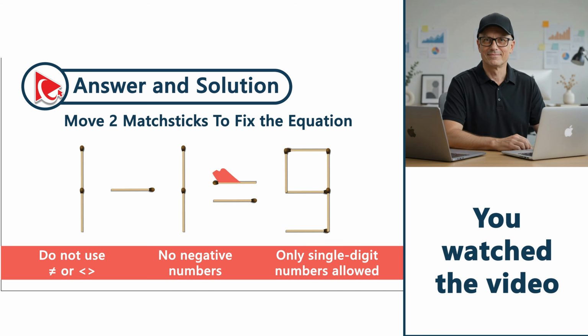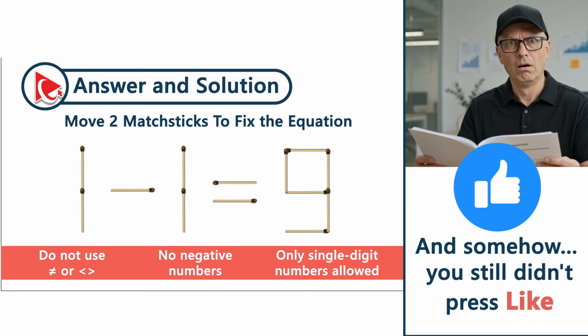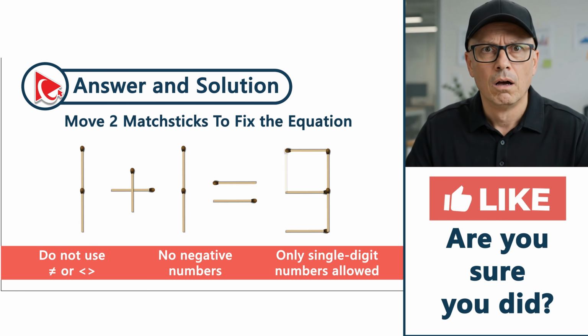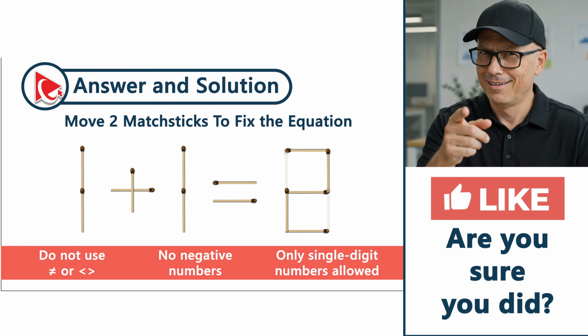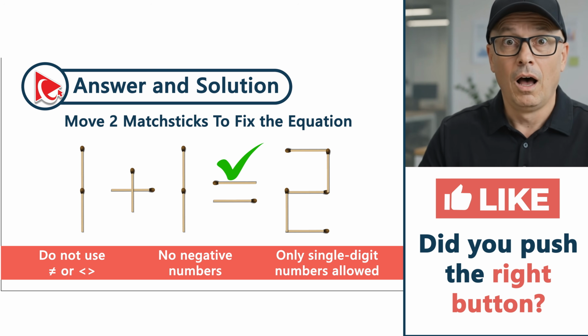It looks wrong, because it is. But what if you change the minus sign into a plus by moving just one matchstick? Then take another stick from 9 and reshape it into 2. And now the equation reads 1 plus 1 equals 2, which is perfectly valid.